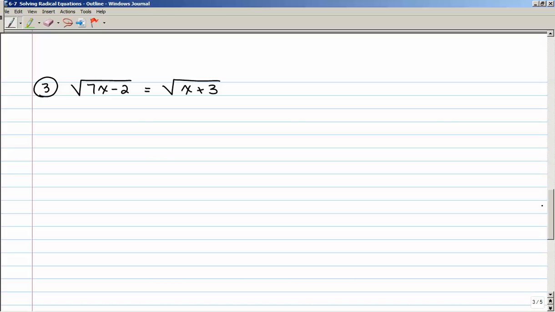Here's our second example. Again, I have a radical on both sides, a square root on both sides, but I don't have anything added or subtracted to it, so it's a little bit simpler. When I go ahead and square it, my square root signs just go away. And now it's a very simple equation to solve. Subtract x on both sides, add 2 on both sides, and divide by 6. The only problem is my answer is a fraction, and this is going to be a pain to check, but we still need to check it.